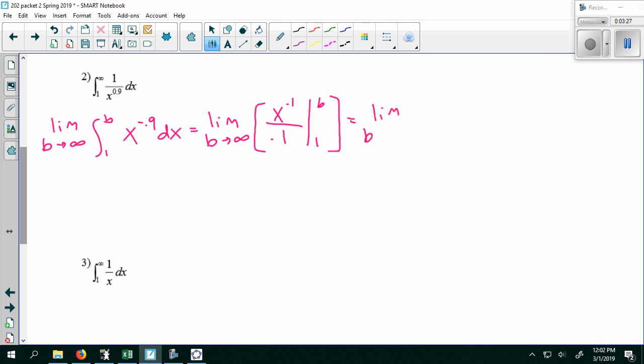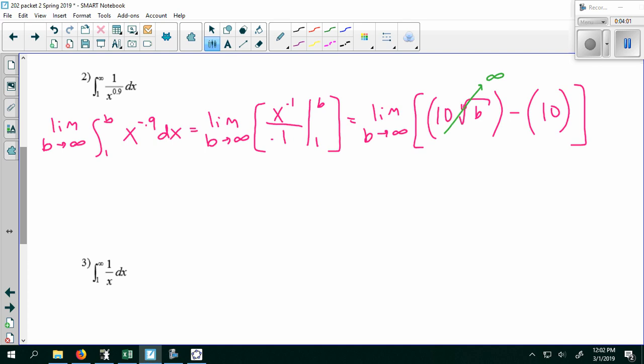So that is the limit as b goes to infinity. And I'm going to plug in b and 1. So when I plug in b, I get b to the 0.1 over 0.1, which is 10 times the 10th root of b. And when I plug in 1, I get 1 over 0.1, which is 10. So if I take the limit as b goes to infinity, the 10th root of b also goes to infinity. So this goes to infinity, and I have infinity minus 10, which is still infinity, so this diverges.